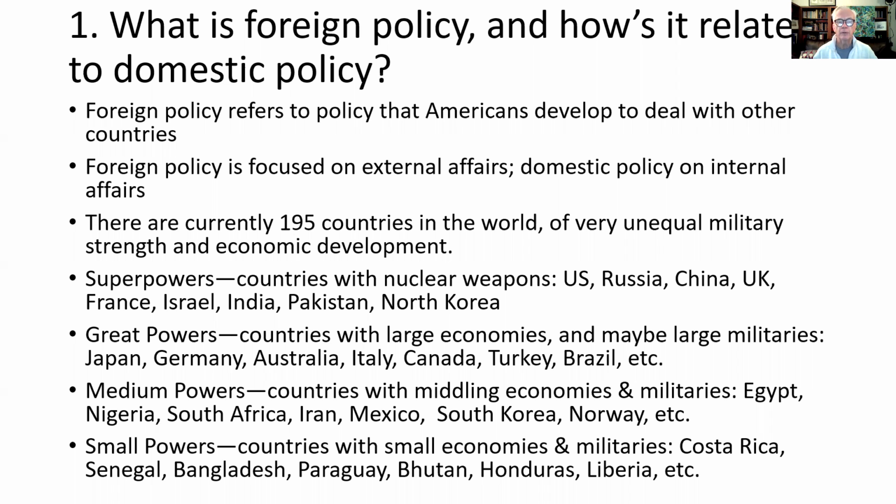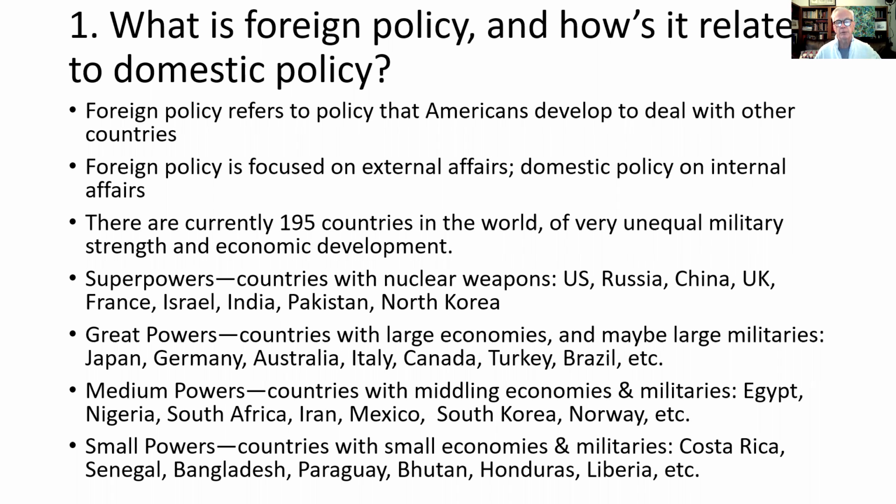There are, as I mentioned, about 195 countries in the world. They're very unequal, right? We can break them into basically four groups. There are 9 countries that are called superpowers. These are countries that have nuclear weapons, which gives them the power to destroy everything on the planet. The United States and Russia are the largest nuclear powers. Between them, they have about 13,000 nuclear warheads.